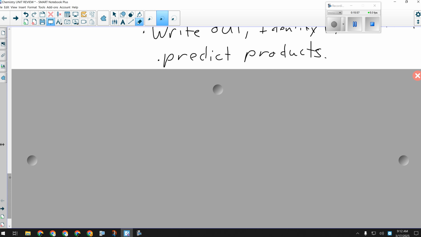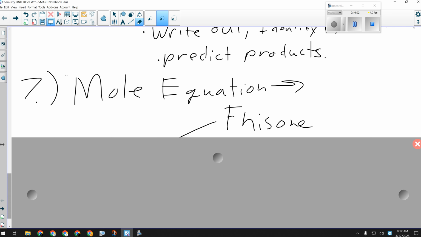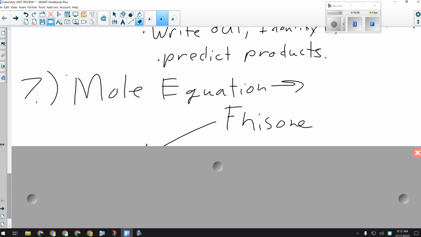All right, and then there's mole equation. Okay, there's 4, 1 of each type. Okay, expect that you'll see 1 of each type of mole equation question on your unit exam.